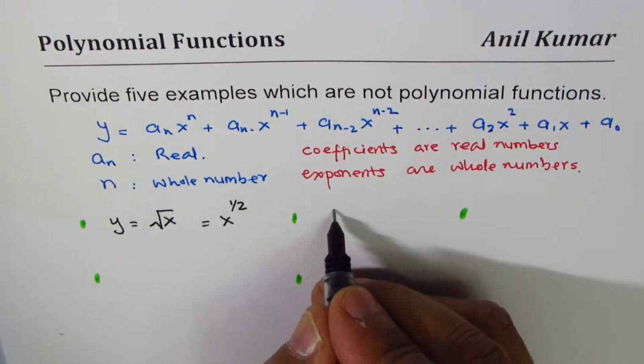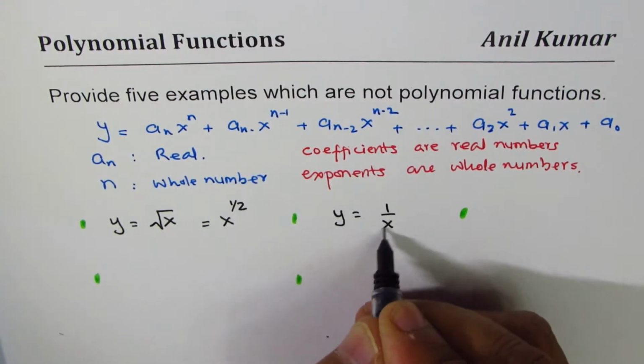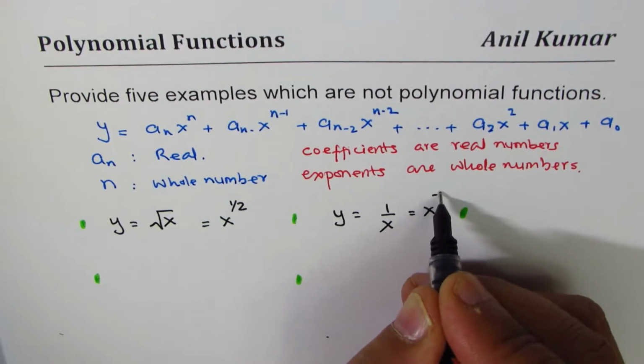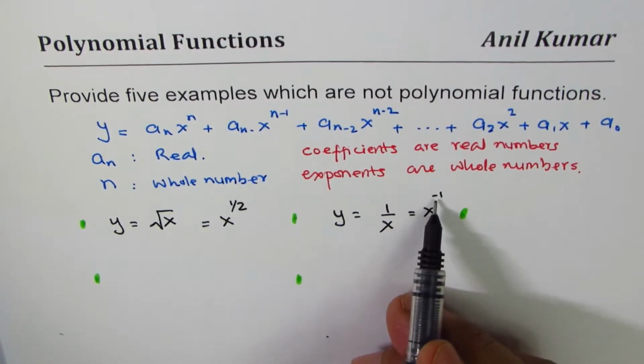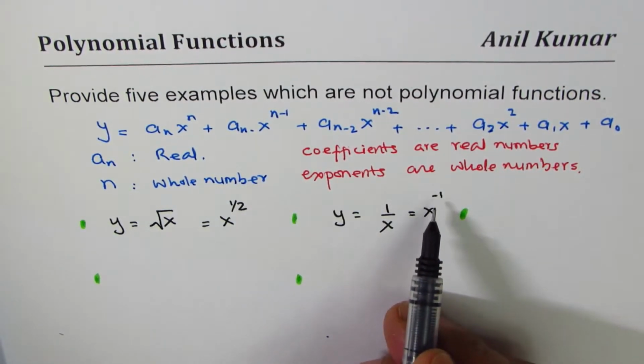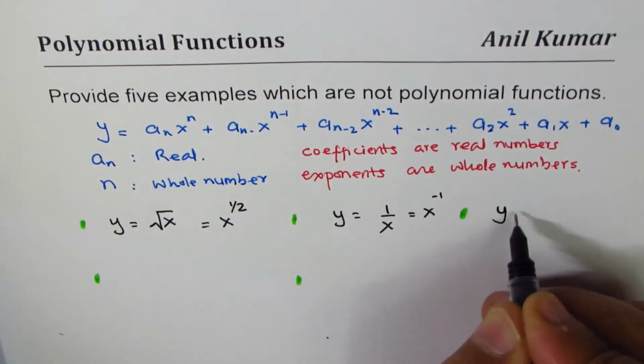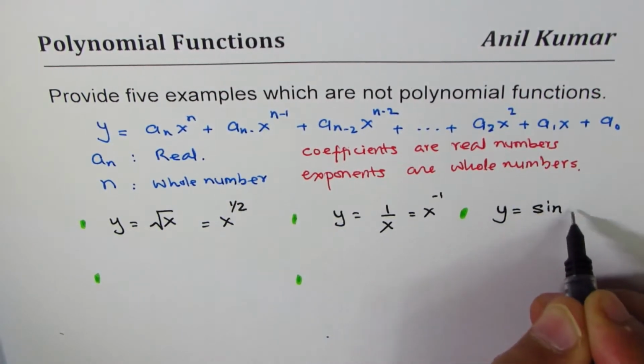We could write y equals 1 over x. Again, this is the same as writing x to the power of minus 1. The exponent here is an integer, not a whole number. Perfect. So this is not a polynomial function. We could write a function which is y equals sine x, for example.